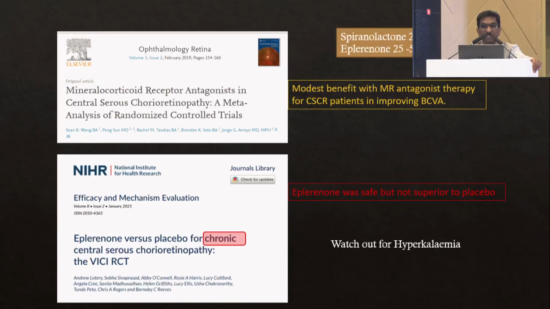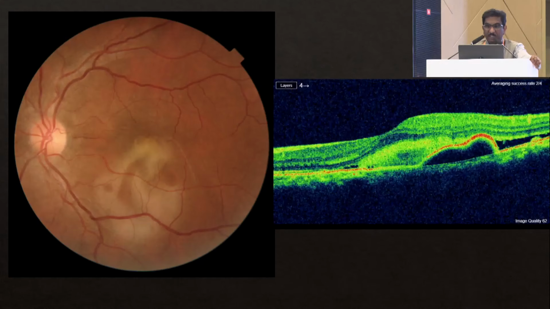As far as the medical treatment is concerned, the two drugs that are commonly used are spironolactone and eplerenone. However, they have very modest efficacy as far as improving the BCVA is concerned. In the second study, which was done in chronic CSR patients, it was not found superior to placebo. Whenever you are using these drugs, especially eplerenone, you should look out for hyperkalemia, so get serum electrolytes tested in these patients. However, my experience has been good.